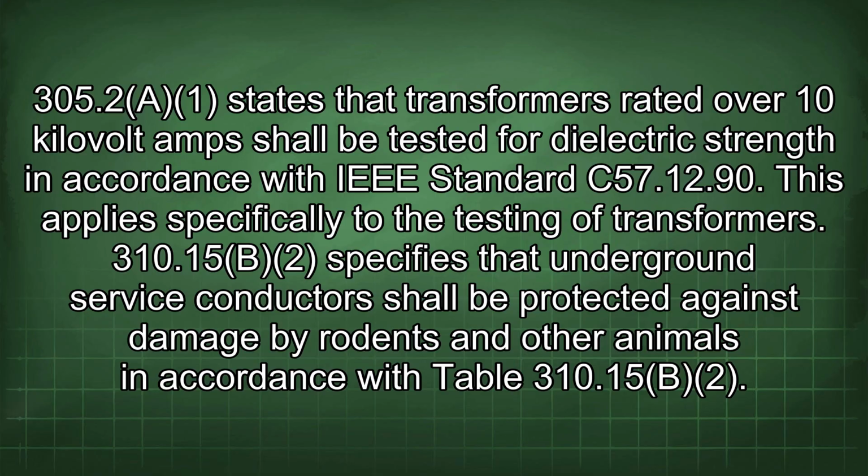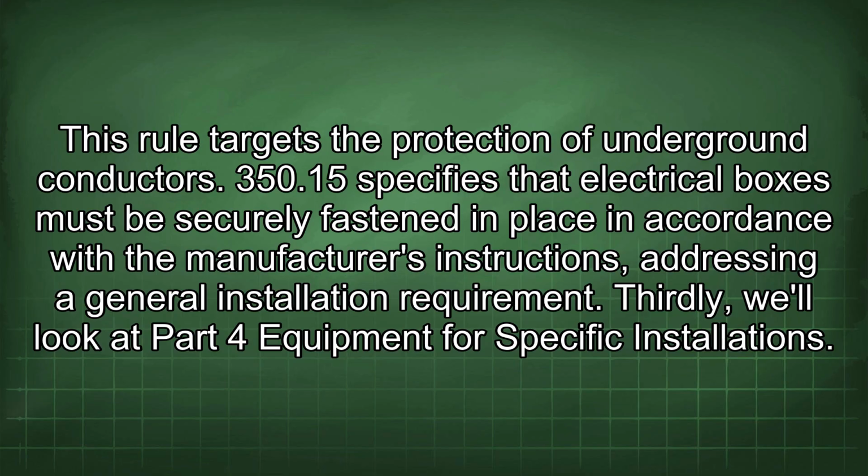310.15b specifies that underground service conductors shall be protected against damage by rodents and other animals in accordance with Table 310.15b2. This rule targets the protection of underground conductors.